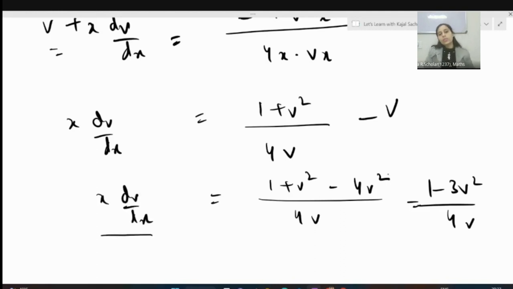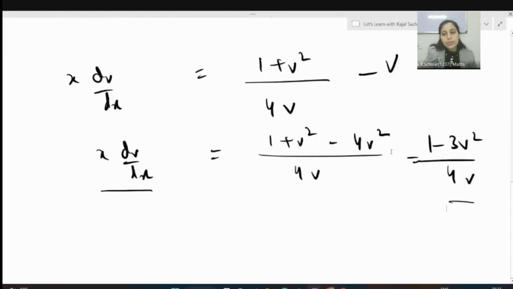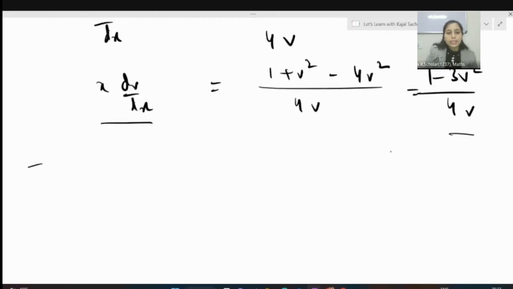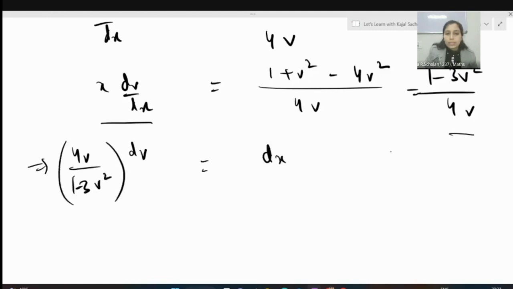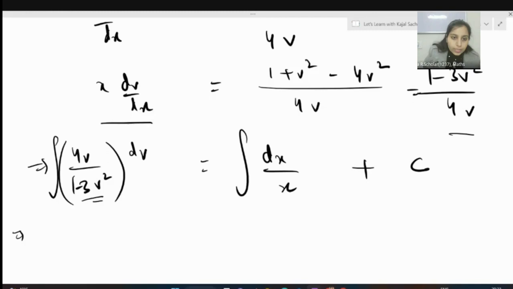Now this equation is of separable type, taking v to one side and x to the other side. Taking the v part to this side, minus 3v square, and from here dx upon x. Now this equation is separable and we can integrate both sides plus some constant c. If we have the differentiation of the denominator in the numerator, then we can directly integrate it by taking log.